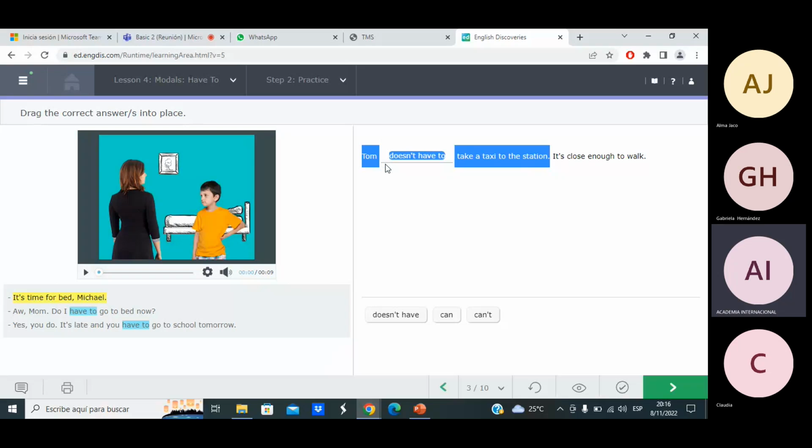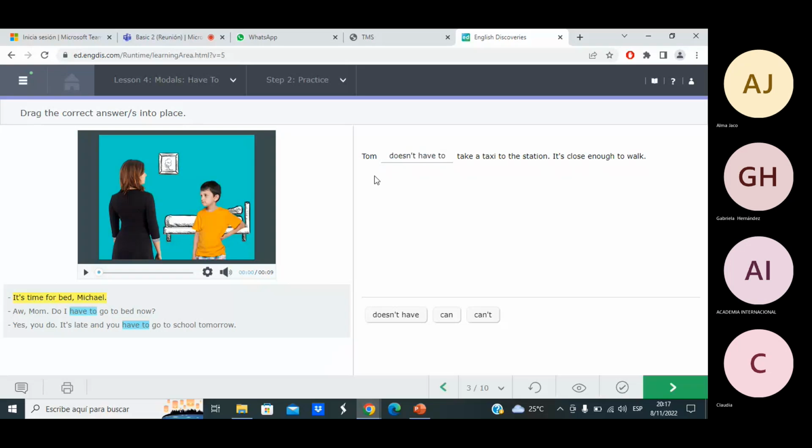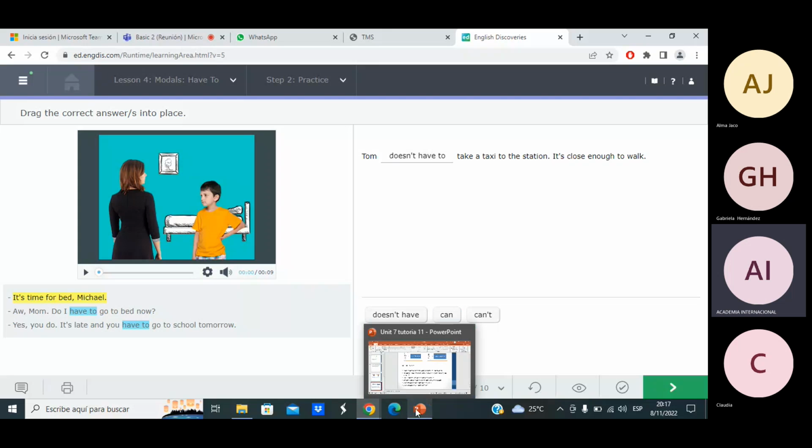O, en otras palabras, it's not necessary that Tom take a taxi to the station because it's close enough to walk. ¿Verdad? Entonces aquí está como una negativa, pero esto expresa como que algo no es necesario hacerlo. No es necesario que tome el taxi porque está lo suficiente cerca para que camine. So is that clear? Can you understand that part? Yes, teacher. Okay, and that's everything. Eso se basa en todo eso del have to. Que es obligación. Y que cuando es negativa, es que no es necesario. Y es todo. El have to, very easy. Easy peasy.